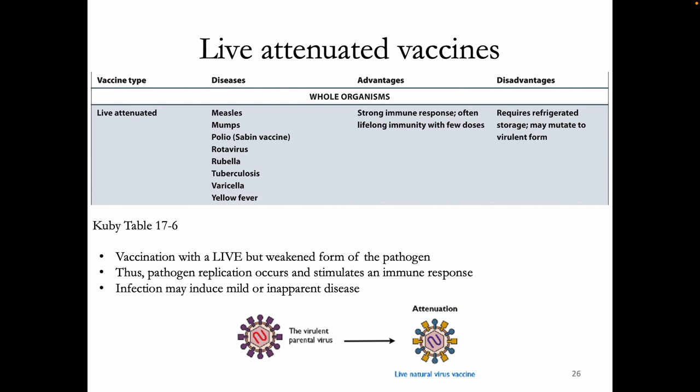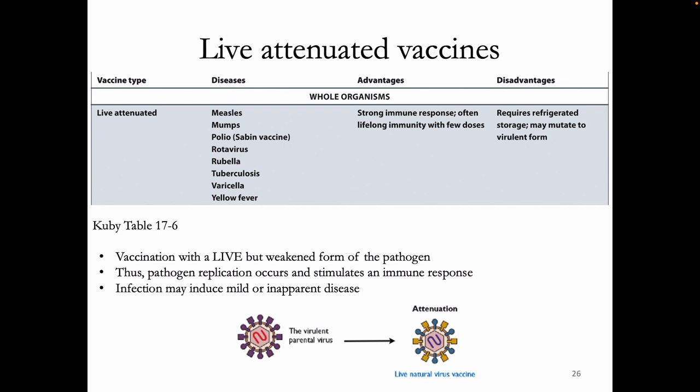And if you give them to an immunocompromised person, you may still get some disease. In fact, you may sometimes get a little bit of disease from these. So these are, in some cases, the least safe, but the ones that give the strongest immune response. They also, like I said, can be really difficult in terms of storage and their ability to mutate.